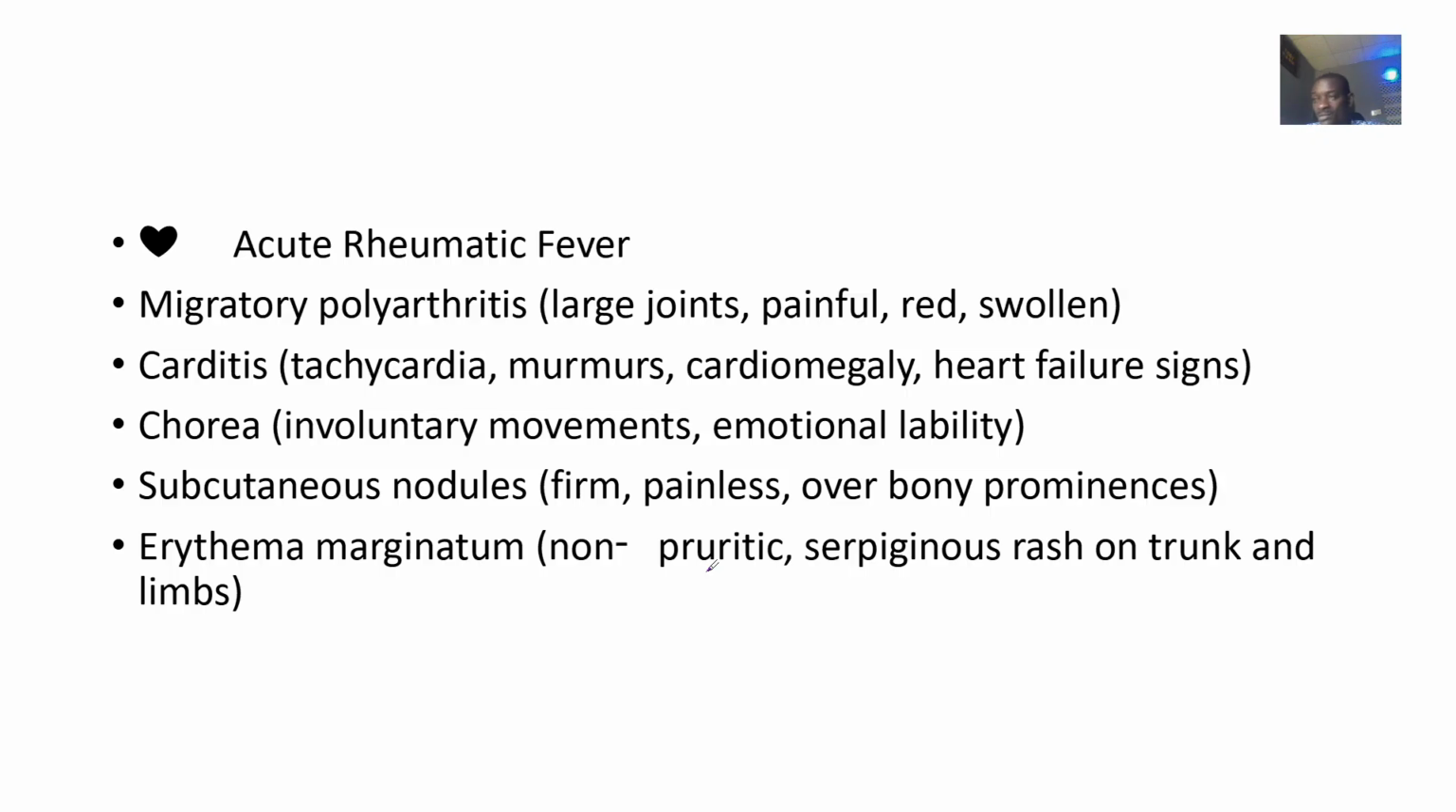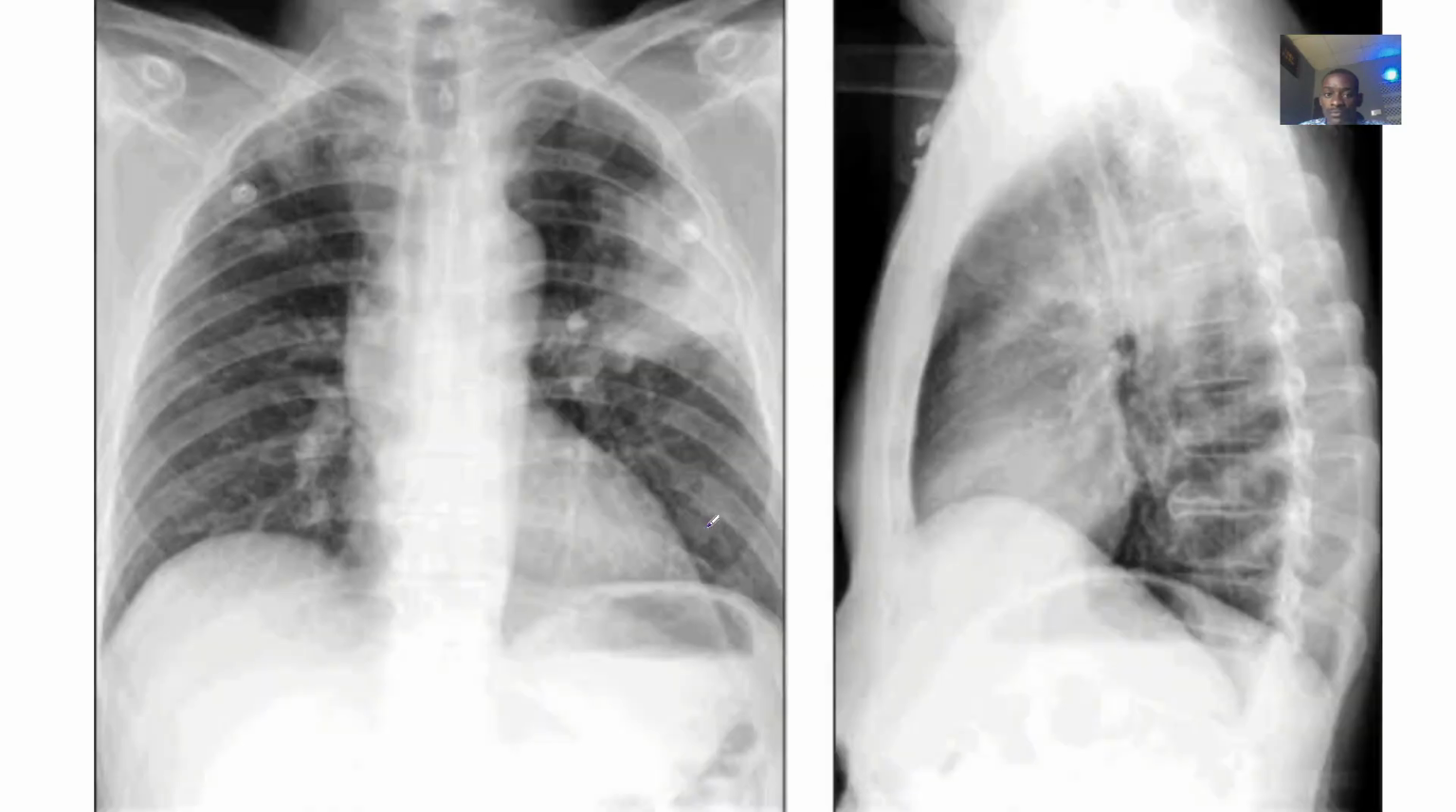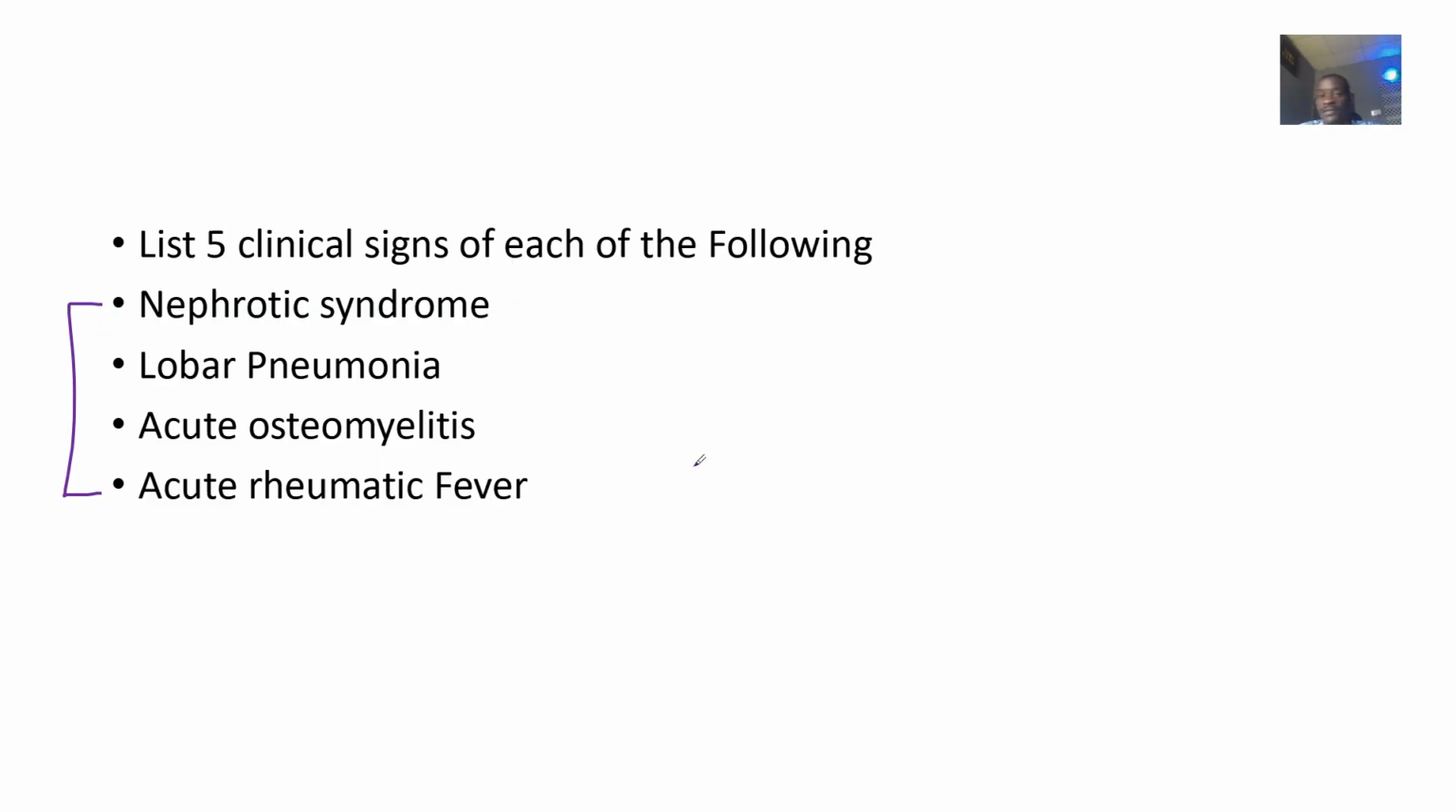So it's migrating. Then carditis, that's inflammation of the heart, giving you tachypnea, murmurs, cardiomegaly, heart failure signs. Then Sydenham chorea, that's when you're having those involuntary movements and all of that. Then subcutaneous nodules. Then erythema marginatum. So that's what we have for these 4 disease conditions, talking about their clinical signs.